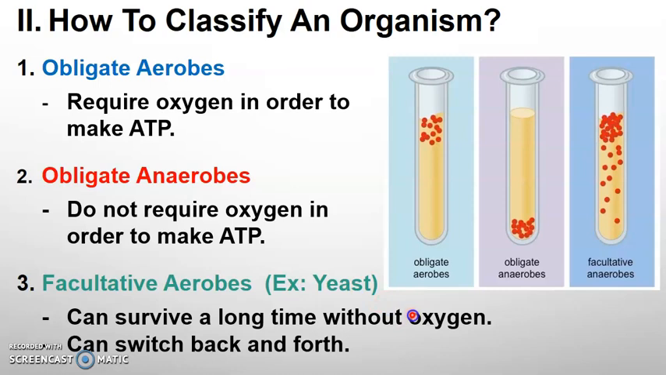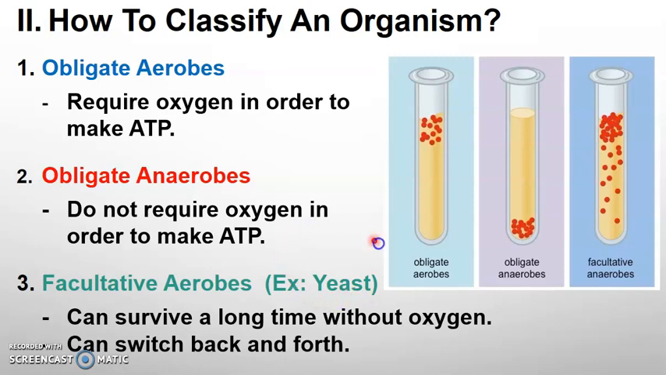So they don't need to make 38 net ATP per glucose. They can survive off maybe just 2 ATP per glucose. But they would prefer to have oxygen present. Again, that's just one example of a facultative aerobe. And we know yeast are used in a variety of different types of reactions, correct? Such as making alcohol, breads, baked goods, you name it.